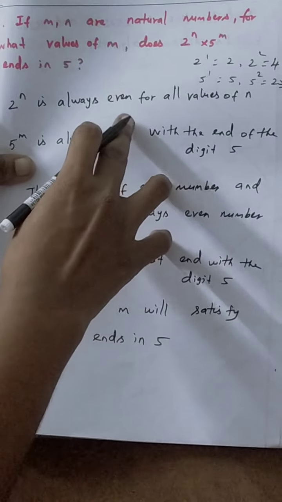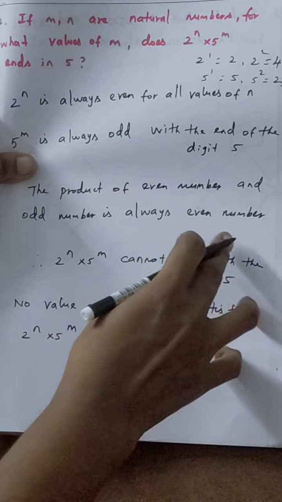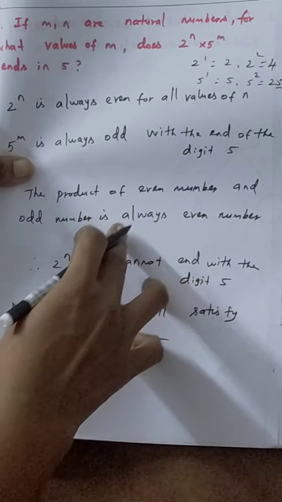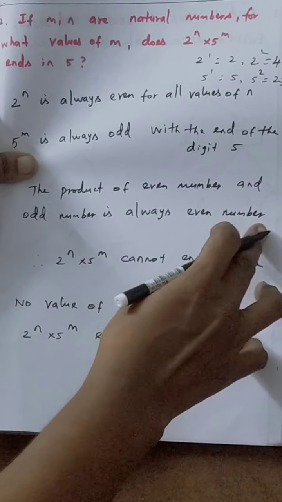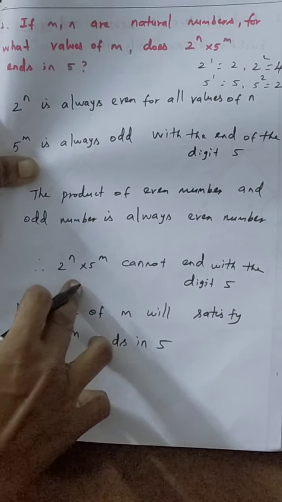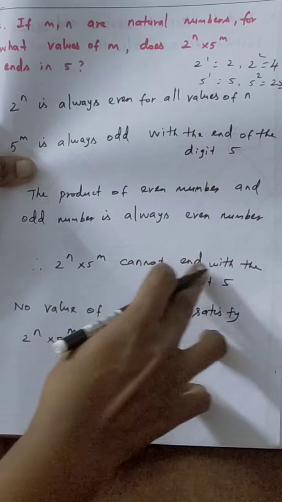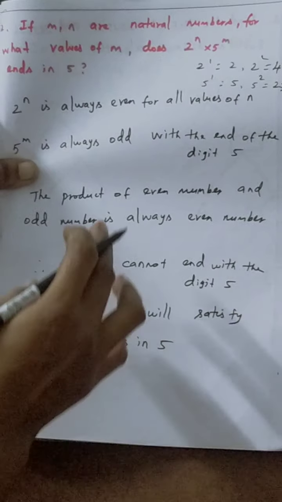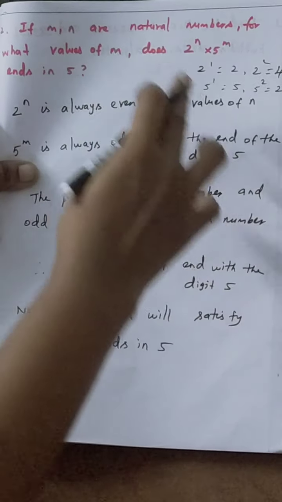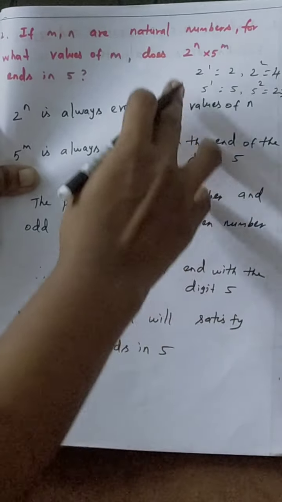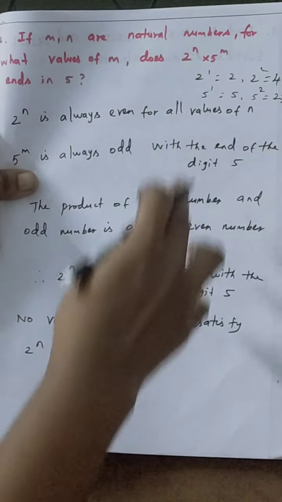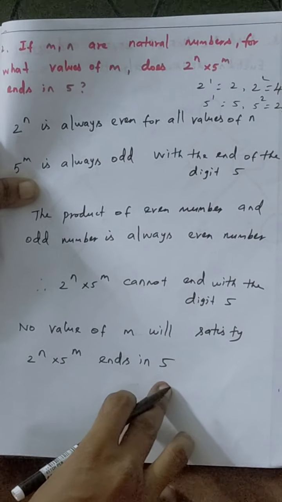So the product of an even number and an odd number is always an even number. So 2 power n into 5 power m cannot end with the digit 5. So no value of m will satisfy 2 power n into 5 power m ending in 5.